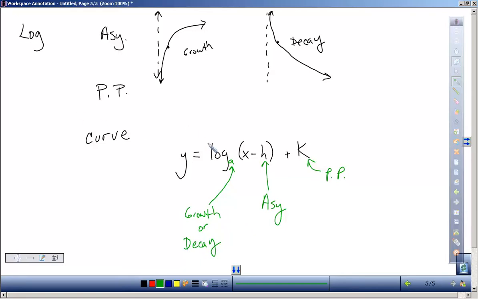If a is bigger than 1, it's growth. If it's less than 1, it's decay. You could also multiply by a negative. Remember, multiplying by a negative outside is going to flip it up or down. That would also change it to be growth or decay. And so those are the things that you want to look at for graphing. But as far as graphing, it's going to be those same pieces.